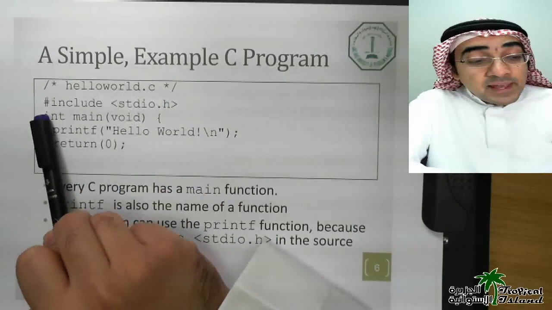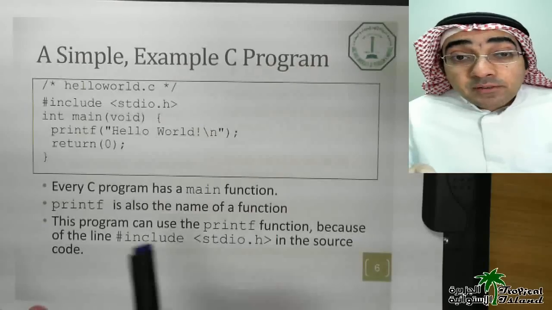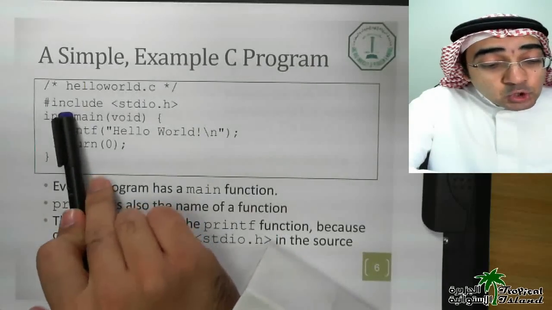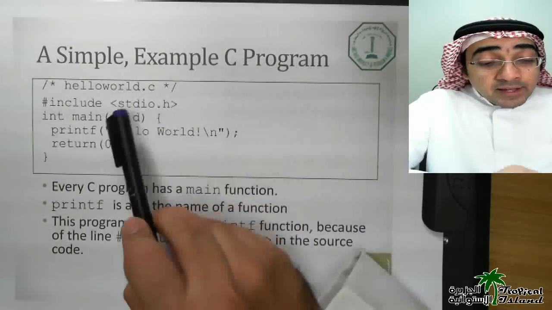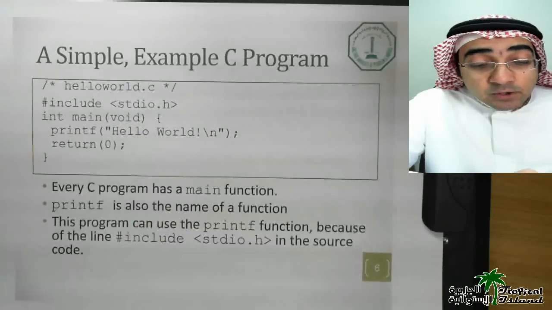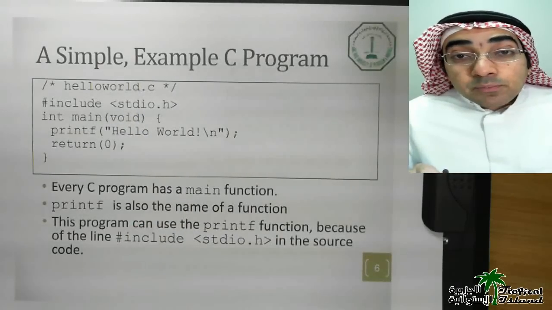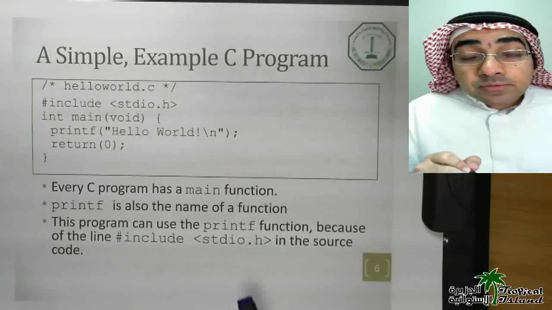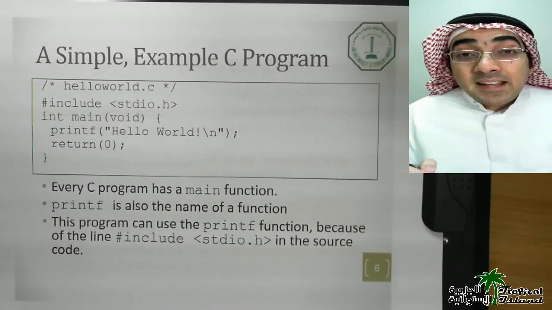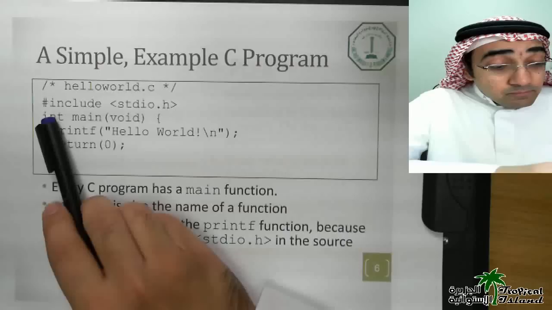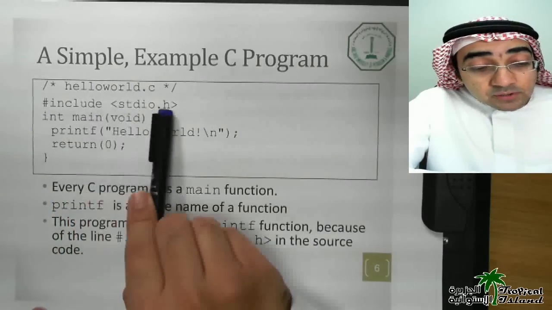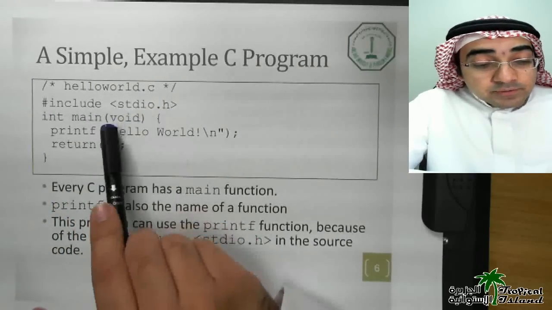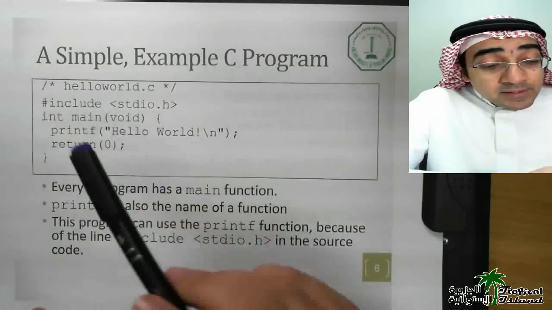So whenever you see a hash, that's a preprocessor directive. When you say hash include stdio.h, stdio.h stands for the standard input output library. So std is for standard, i is for input, o is for output, and .h is indicating that it's a header file for the library.